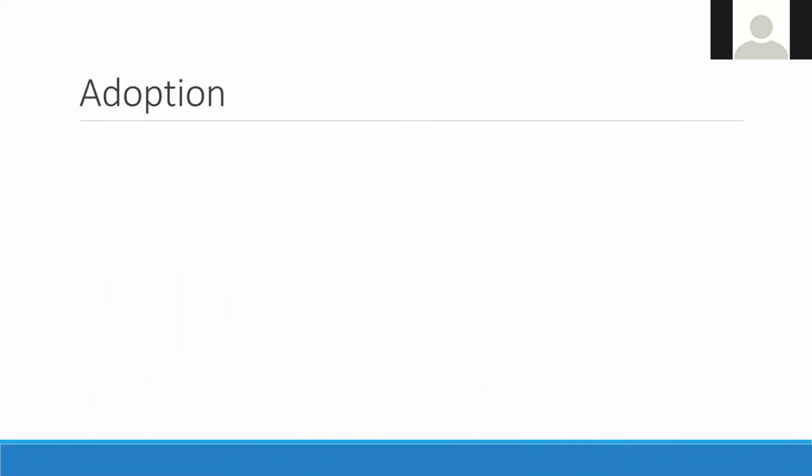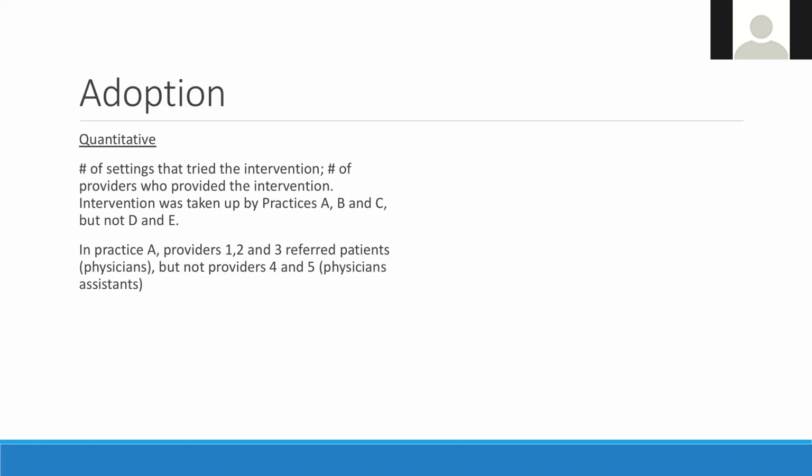So now we get to the intervention agent and setting level dimensions of RE-AIM. So quantitatively, we want to know both at the setting level and the provider level. If the providers are the ones making the referral, we learn that there are 5 practices, and the intervention, meaning the diabetes self-management referral, happened in practices A, B, and C, but not D and E. And in practice A, providers 1, 2, and 3 referred patients, so the physicians referred patients, but not providers 4 and 5, the physician assistants.